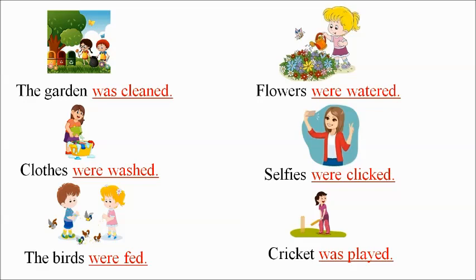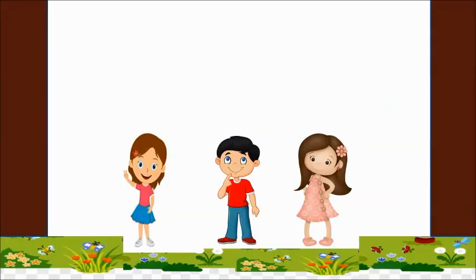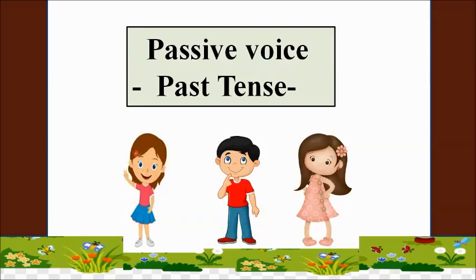Well, did you notice the red colored words? The verb in each sentence? Yes, it is the passive form of past tense verbs. The doer of the action is not mentioned in these sentences. Now, can you guess today's lesson? The topic of our lesson is passive voice past tense.